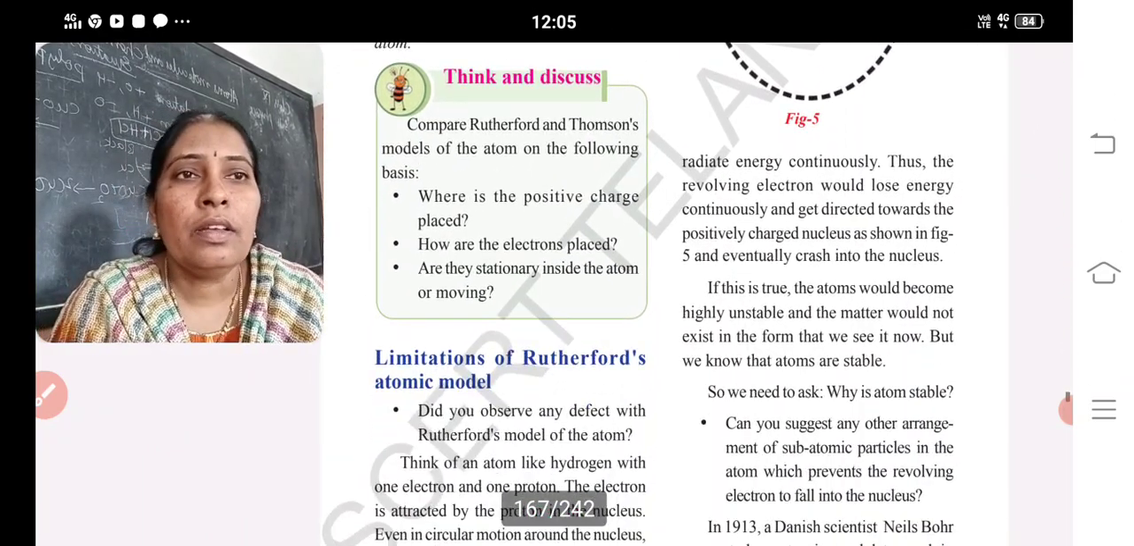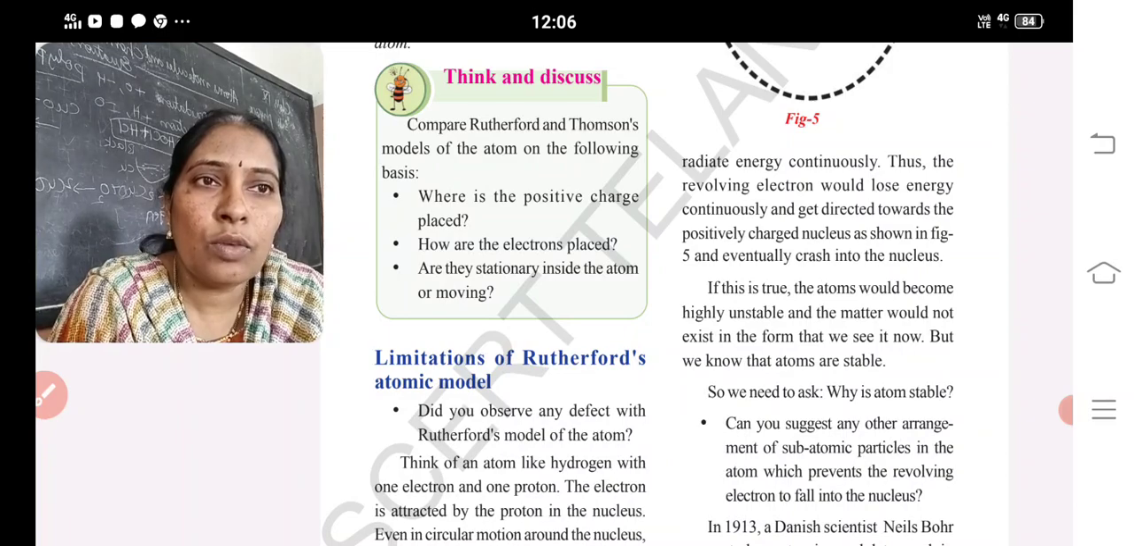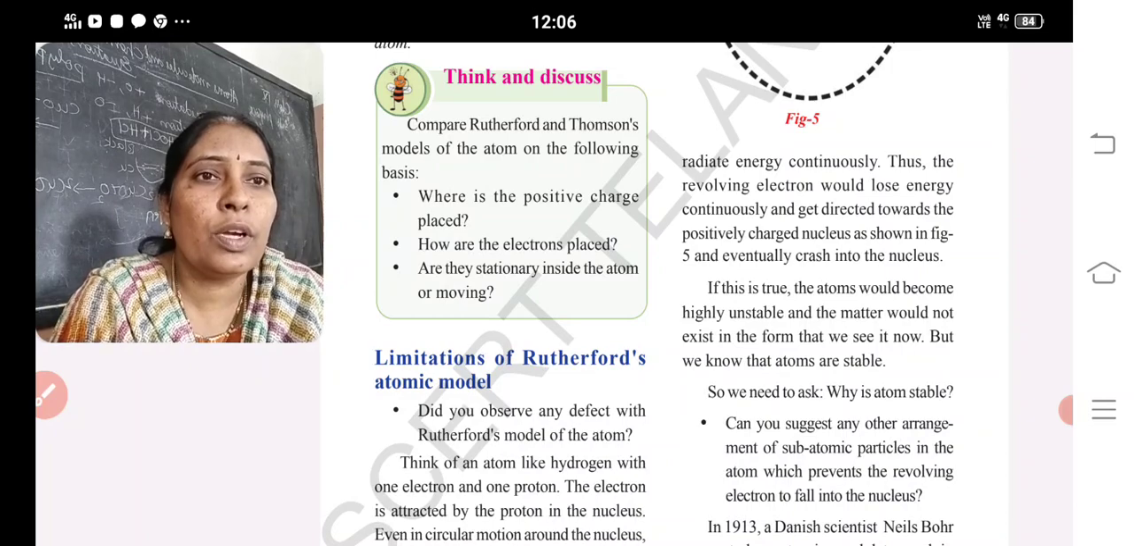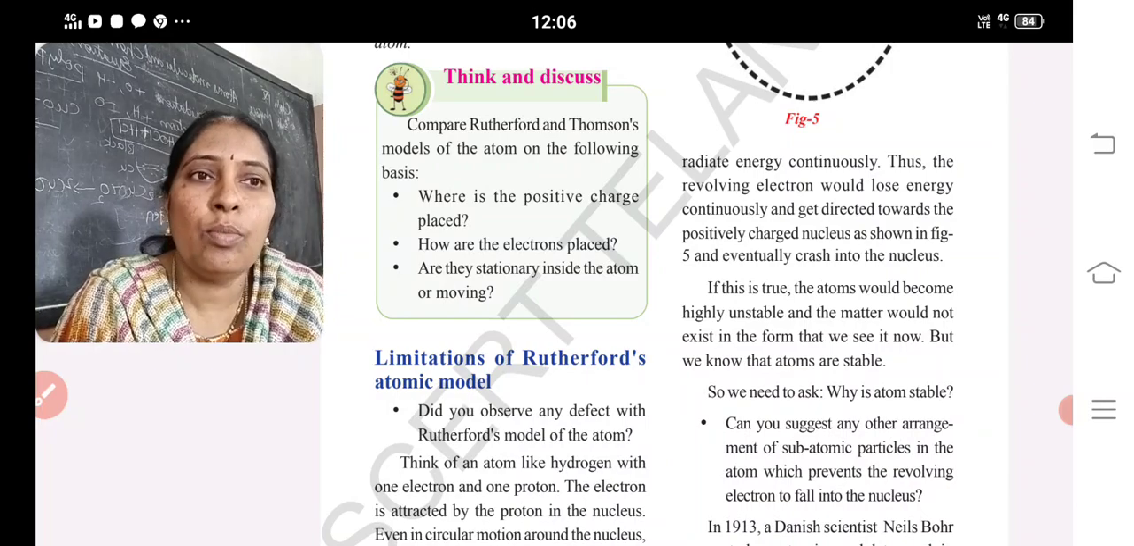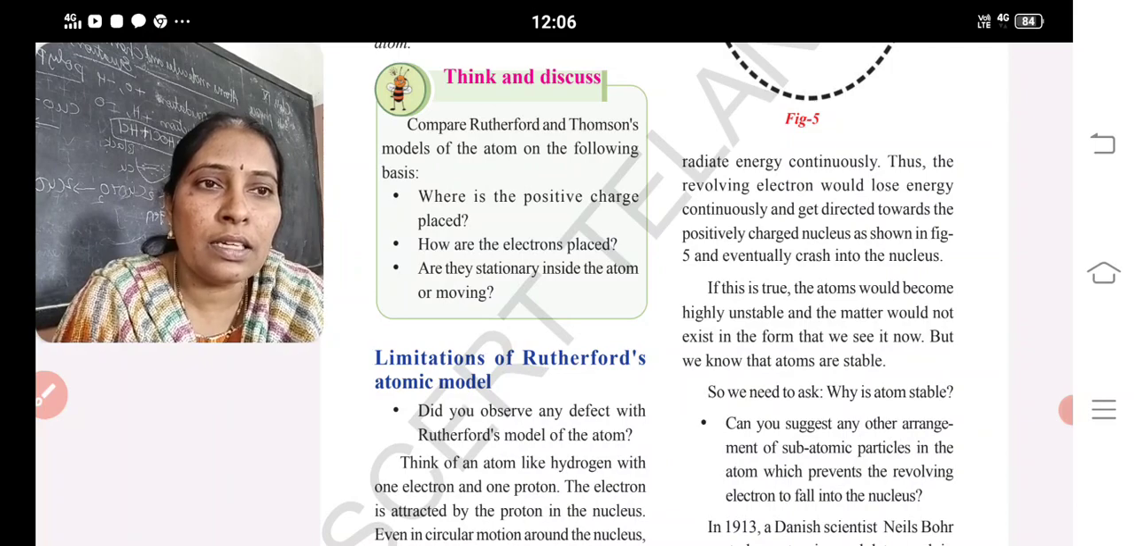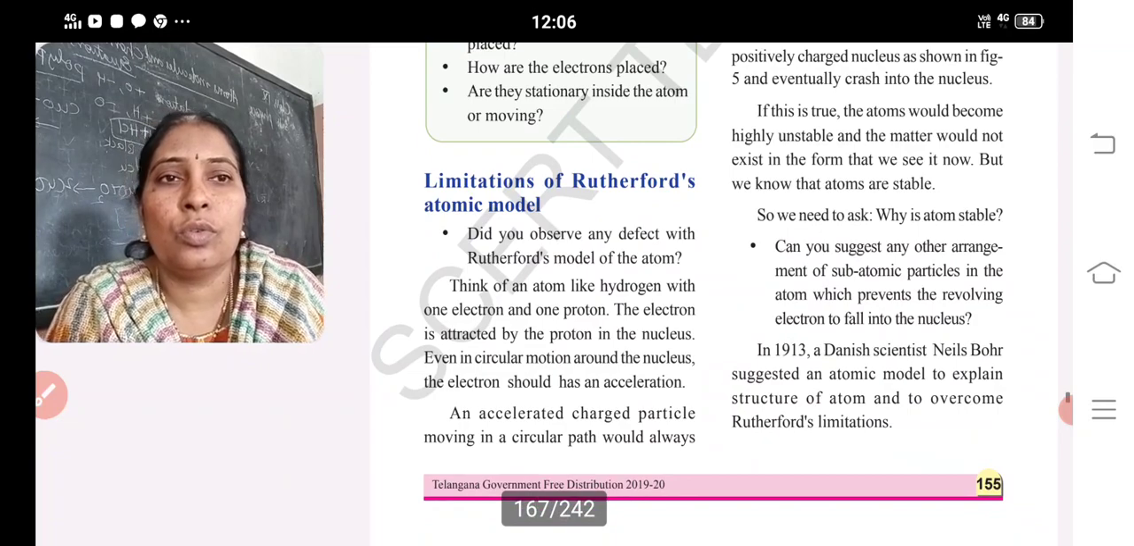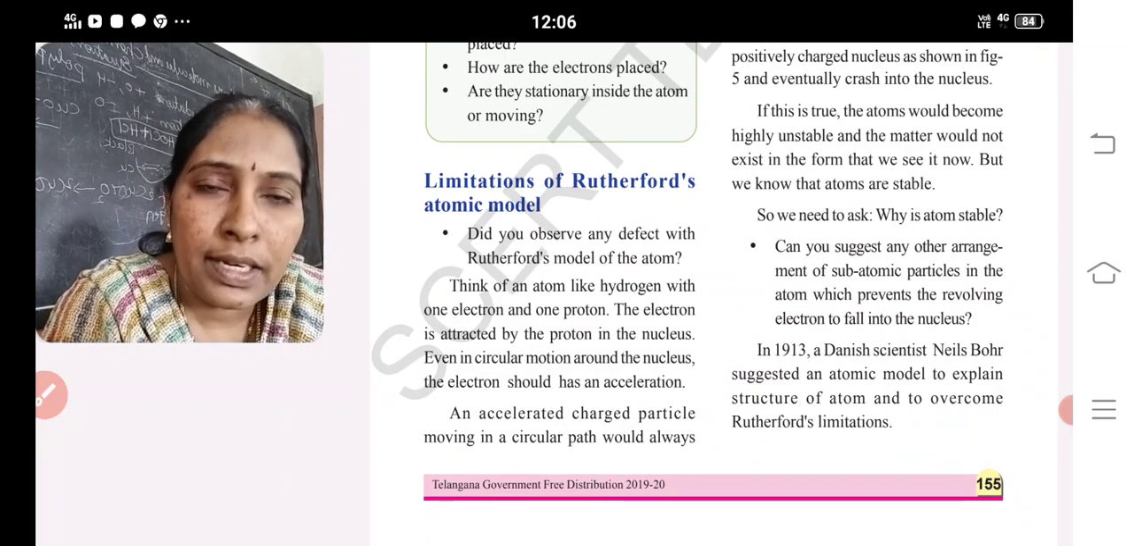Second, electrons radiate energy continuously. Thus, the revolving electron should lose energy continuously and get drawn towards the positive charge. If this is true, atoms would become highly unstable and matter would not exist in the form that we see it now. But we know that atoms are stable. So we need to ask why the atom is stable. Can we suggest any other arrangement of subatomic particles in the atom which prevents the revolving electron from falling into the nucleus?